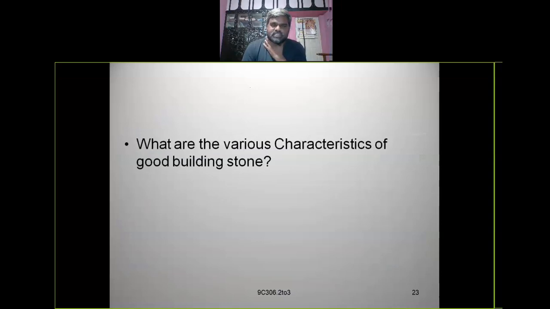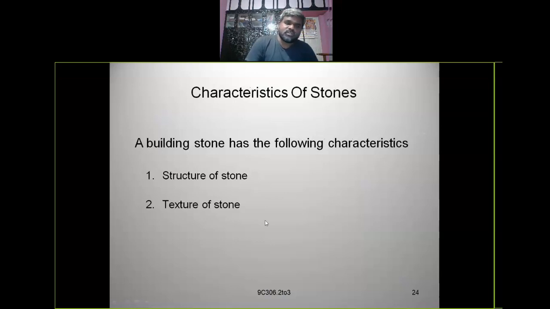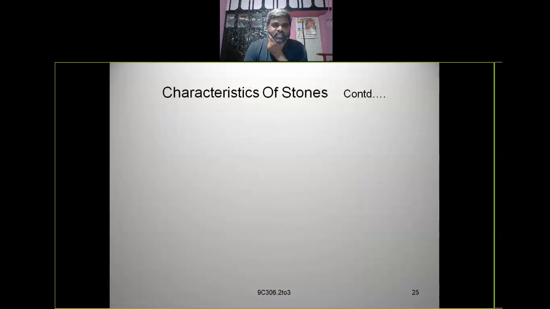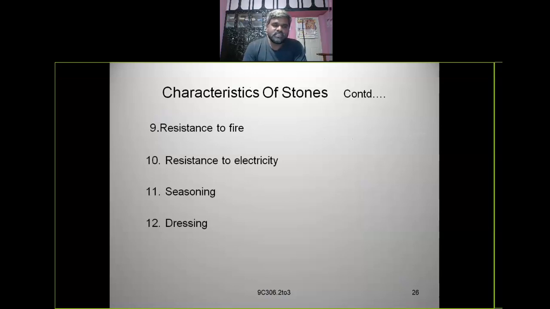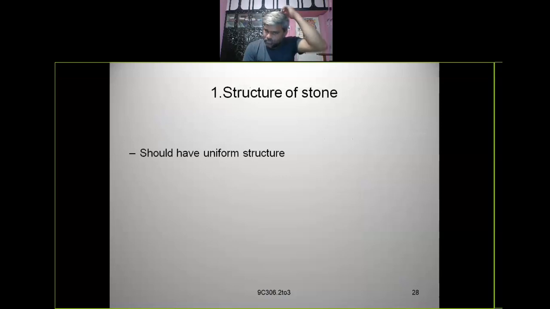So what are the various characteristics of a good building stone? That we'll also see here. A building stone has the following characteristics: structure, texture, durability, hardness, strength, toughness, porosity and absorption, specific gravity, resistance to fire, resistance to electricity, seasoning, dressing, appearance, workability, cost. So we'll see the characteristics one by one.